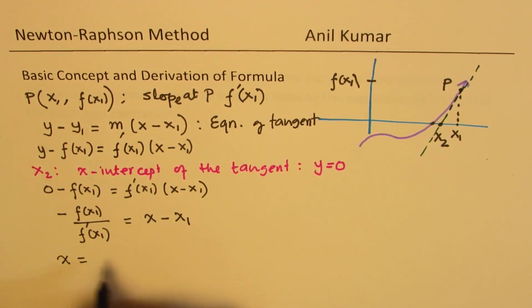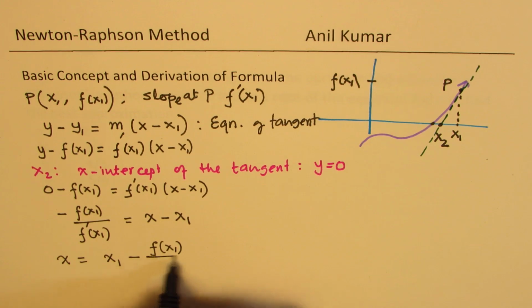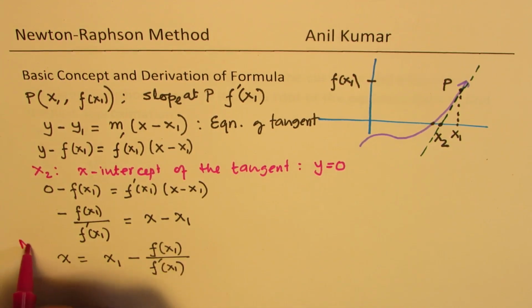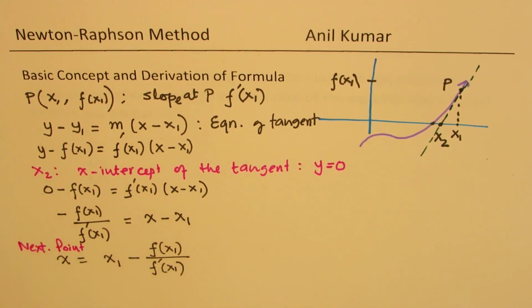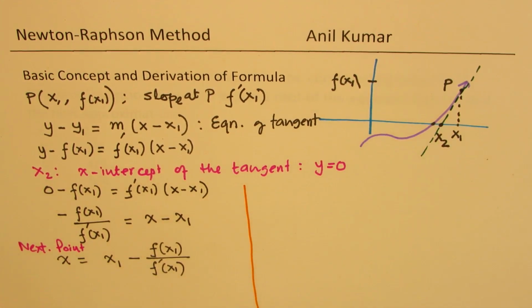So we get x equals, taking x1 to the left side, x1 minus f of x1 divided by the derivative at x1. Correct? And this is the next point. So this is the next point. Correct? So from here, x2 is this point, right?